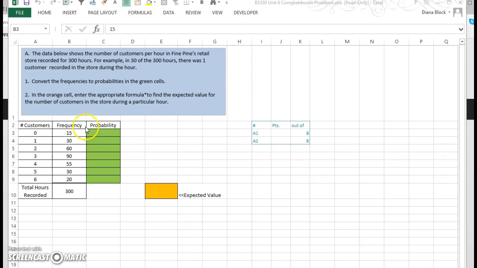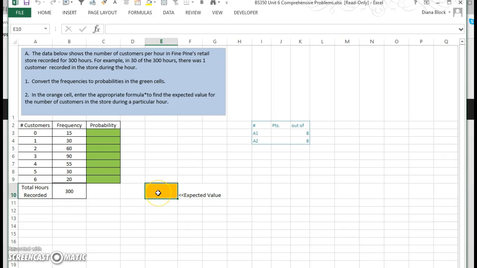So the short version, to review it, to find the probability, you're going to take each frequency and divide it by the total number of hours recorded. And for each one of these numbers of customers, you'll do that. You'll take the frequency divided by the total hours recorded, and that'll go in each of these green boxes. Once you have all the probabilities filled in, then you will be able to multiply the number of customers times the probability and add all of them up to get the expected value.